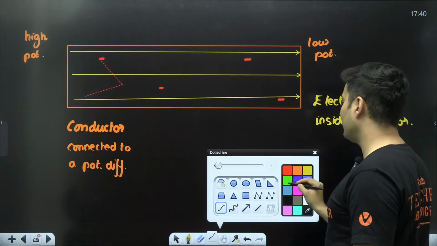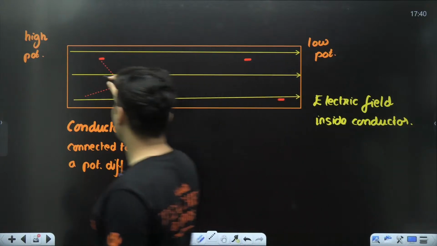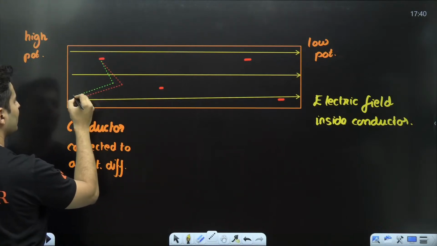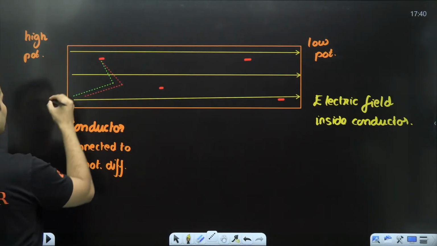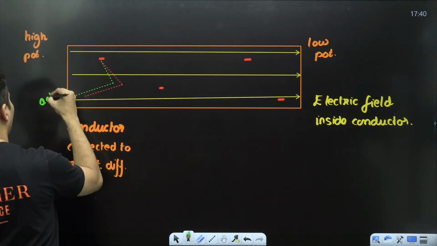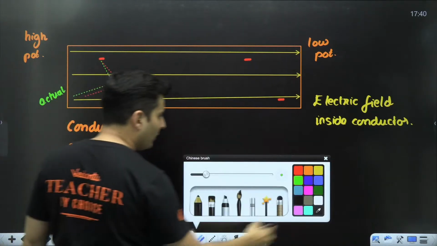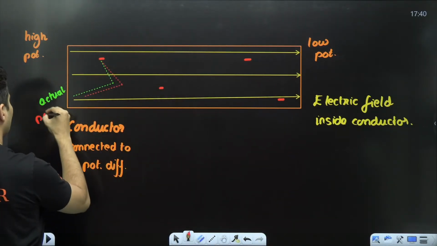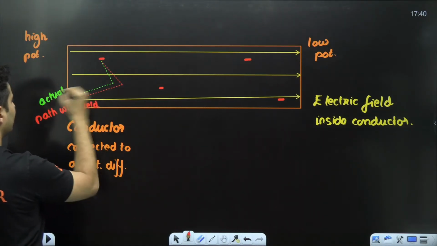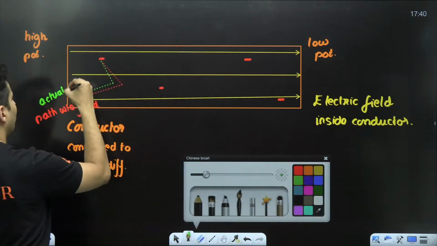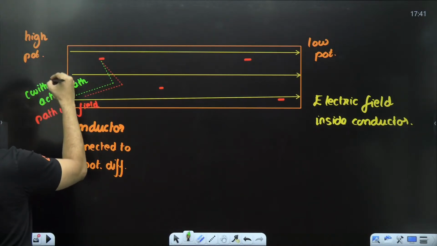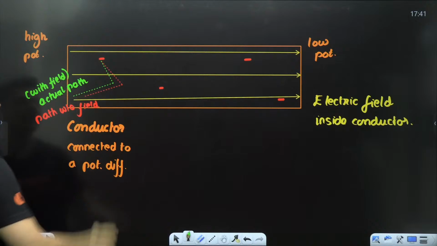So the actual path taken by it will be probably something like this. Maybe it will go here somewhere. This is the actual path. The red one is the path without the electric field. The green one is the actual path with the field. This is with the electric field.